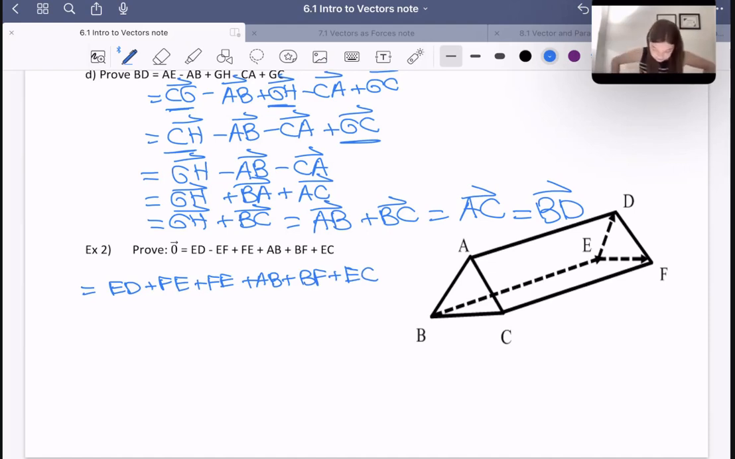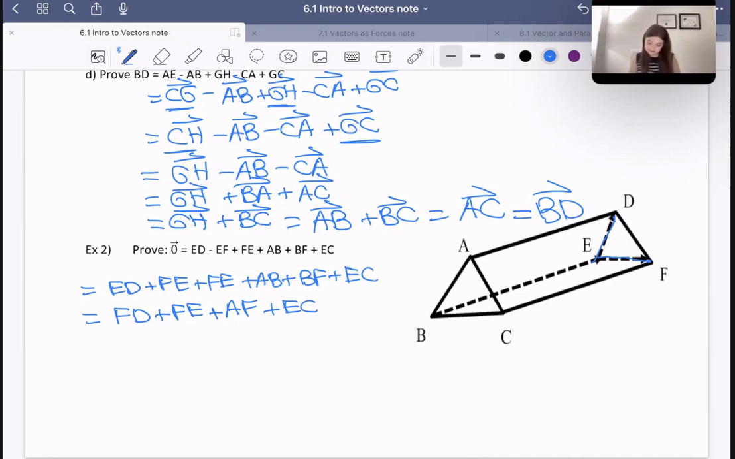Very good. Then we can say, okay, well, here we have ED, right? So from E to D. And then here we have from F to E, right? So what is this really? This is really just F to D. So we can just say, okay, F to D plus F to E plus, let's see, AB plus BF, that's just plus AF, and then plus EC.